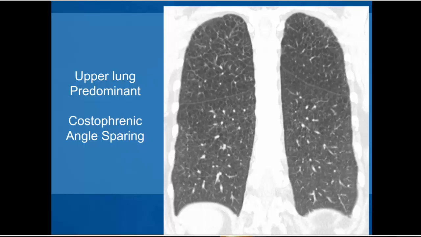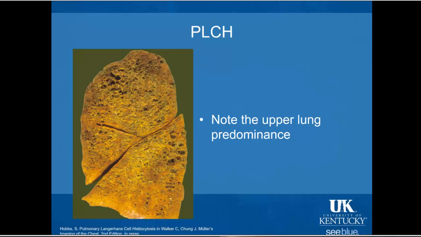Now notice, even in this very advanced case of PLCH, there is still costophrenic angle sparing. We can see that quite vividly even on anatomic specimen where there is upper lung predominant cystic abnormality, but then the disease process really spares the right middle lobe tip and the lingula and the lower lobe subpleural lung.